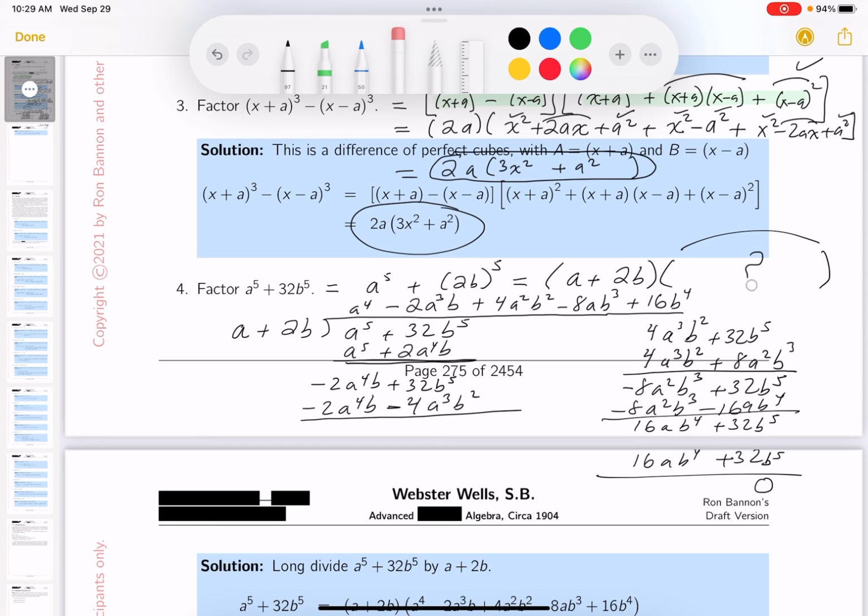Let me erase this business over here. We'll check the key later. And I found out that this over here isn't so bad. It's a^4 minus 2a cubed b plus 4a squared b squared. Yeah, I'm kind of jamming it in, aren't I? I'm going to erase this thing over here and keep jamming it in. And 4a squared minus 8ab cubed plus 16b^4.